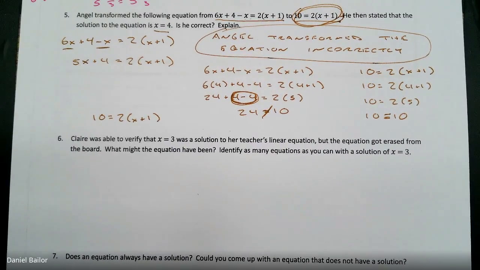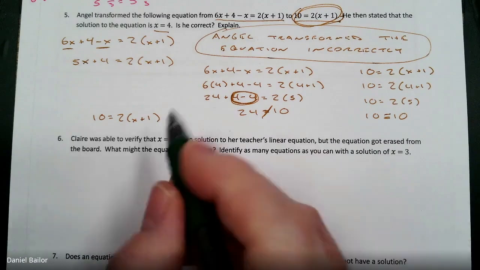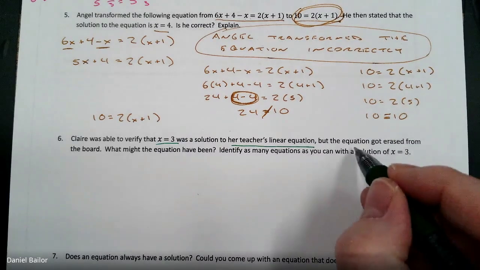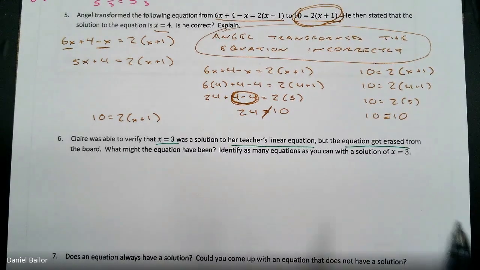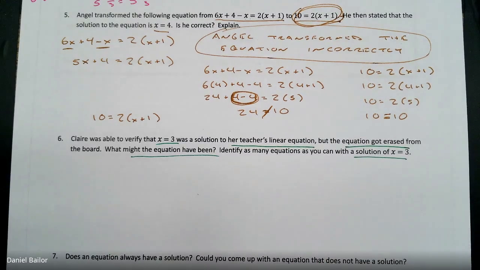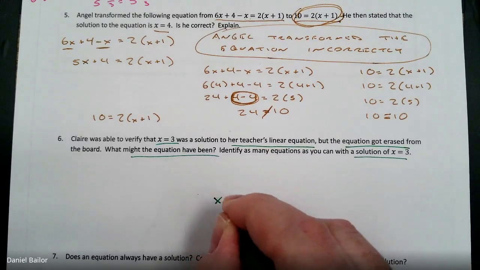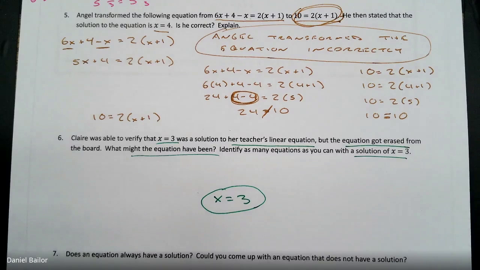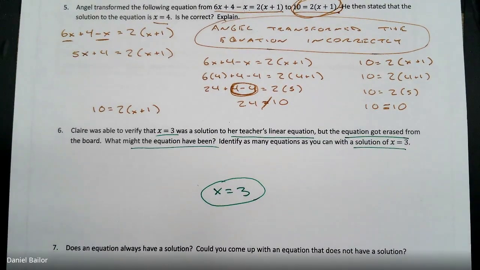Claire was able to verify that x equals 3 was a solution to her teacher's linear equation. But the equation got erased from the board. What might the equation have been? Identify as many equations as you can with a solution of x equals 3. So Claire knows that x equals 3. What could the equation have been? And it says write down as many as you can. And we can actually probably do this forever. So I'm going to make a little bubble map. x equals 3. What equation works with x equals 3?